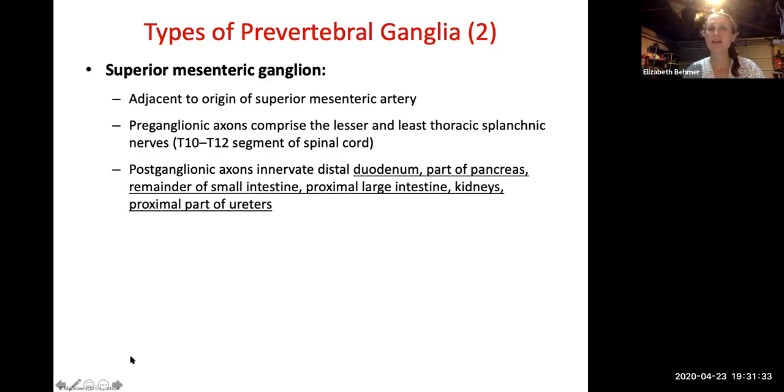Okay, superior mesenteric ganglion, I've underlined what these postganglionic axons innervate. As we're working our way down your abdominal cavity, these will innervate the middle part of your digestive tract. Your distal duodenum is a little bit further down your small intestine, a part of your pancreas, the rest of your small intestine, and then the first part of your large intestine, all of your kidneys, and the first part of your ureters. And your ureters just take your urine from your kidneys to your bladder. So that's the superior mesenteric ganglia.